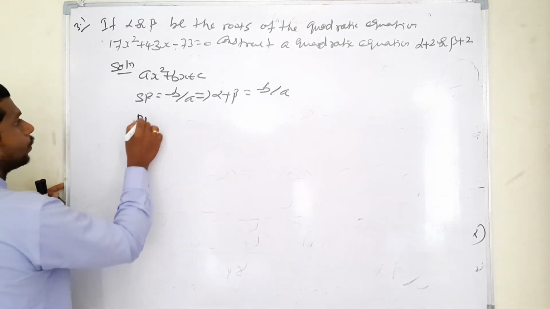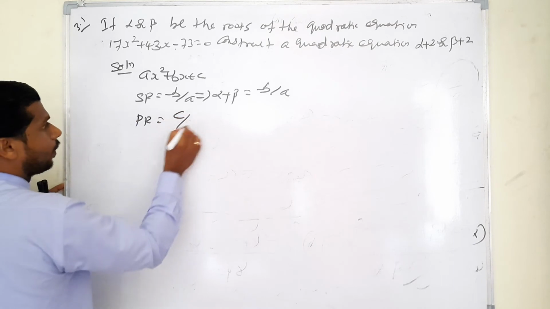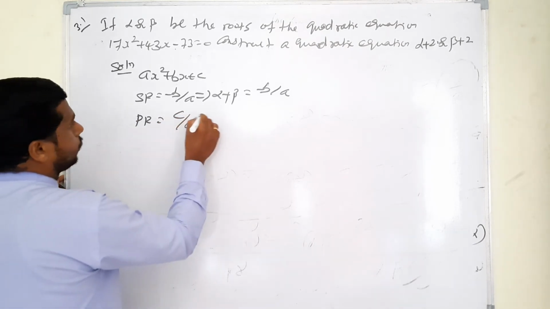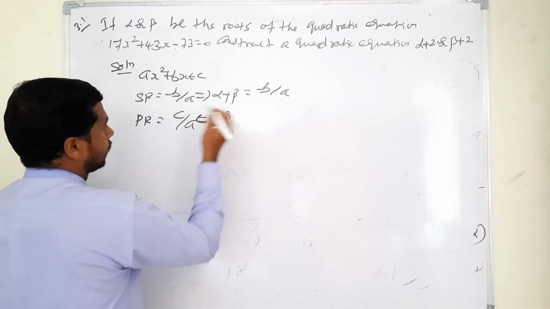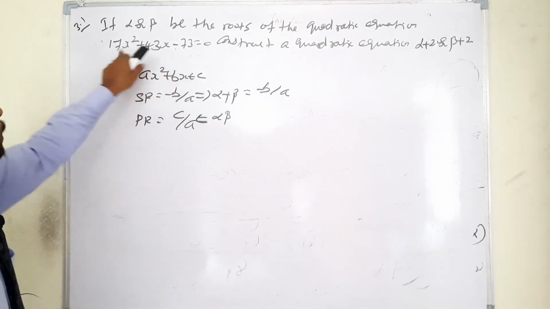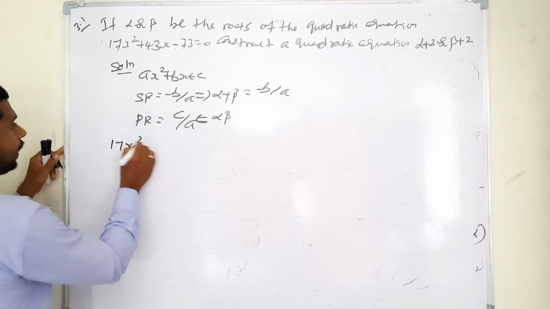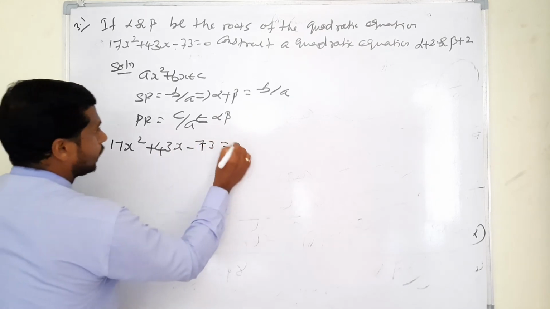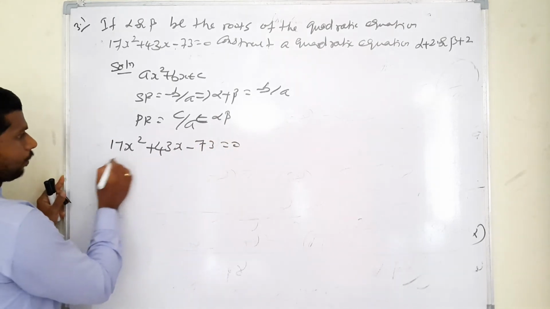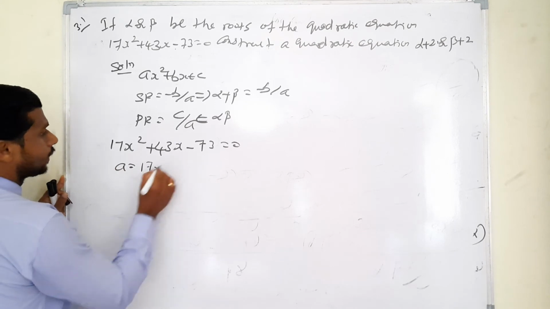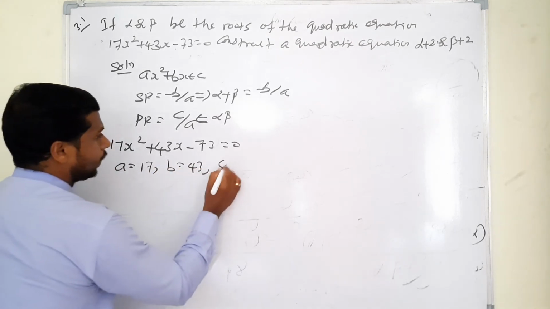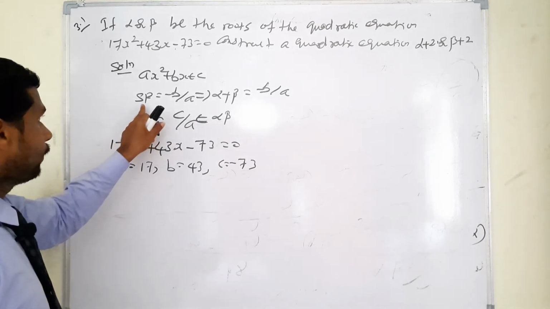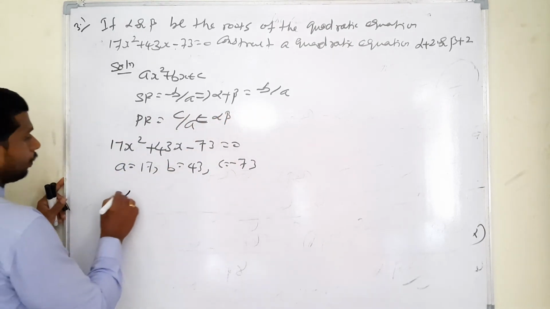Then the product of the roots means definitely constant divided by the leading coefficient, divided by a. Now this is actually alpha and beta, isn't it? Now one equation is also given. What is the equation? 17x square plus 43x minus 73 is equal to 0. So from this given equation, a is equal to 17, b is equal to 43, c is equal to minus 73.